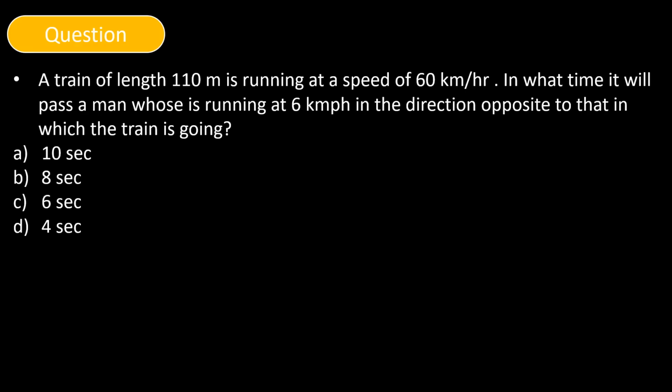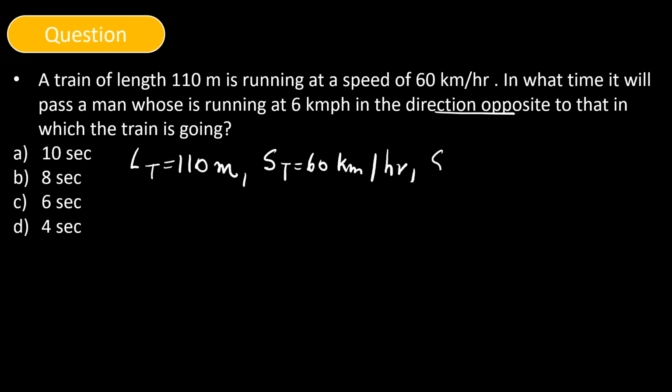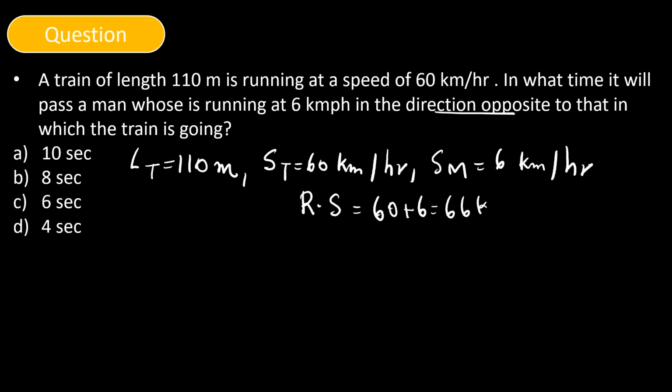Next question. A train of length 110 meter is running at a speed of 60 km per hour. In what time will it pass a man who is running at 6 km per hour in the direction opposite to that in which the train is going? Since the train and the man are moving in opposite directions, the relative speed would be the sum of both, that is 60 plus 6, which is 66 km per hour.